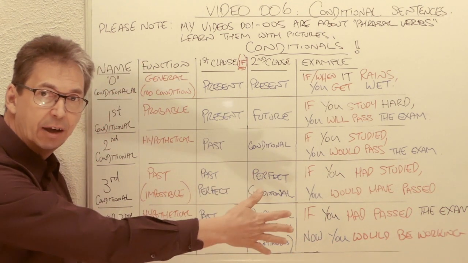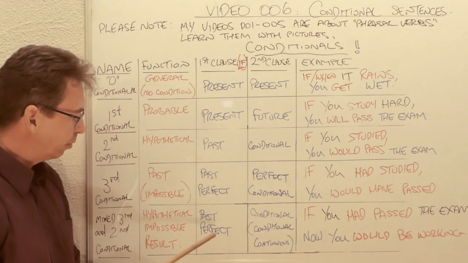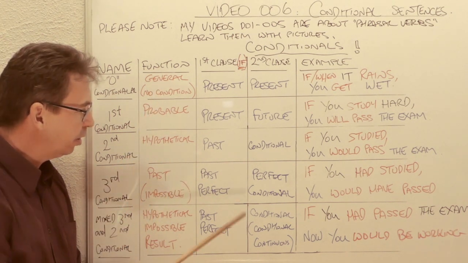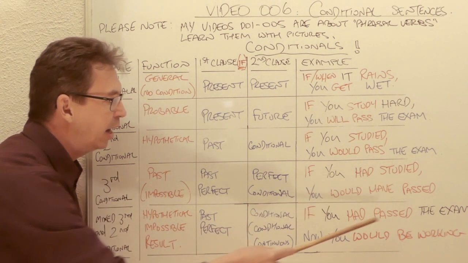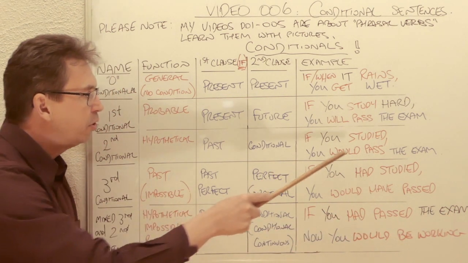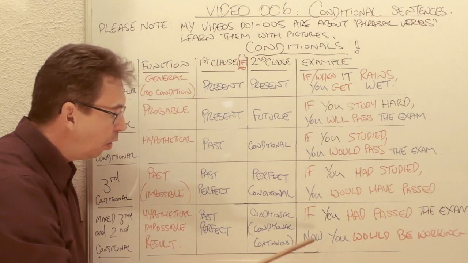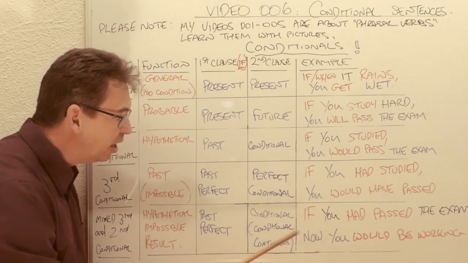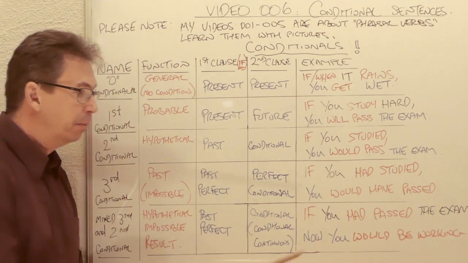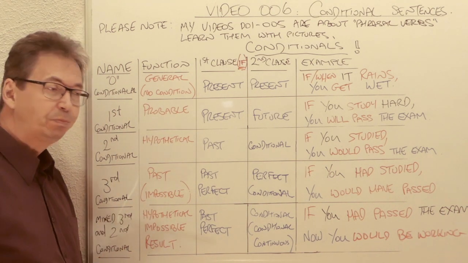Okay, I haven't written that down, but again, if you had passed the exam, which is the third conditional, isn't it? If you had studied, if you had passed the exam, now we go to the second. You would be working here, or you would work here, or what I call the conditional continuous. You would be working here. Okay, maybe this is a little bit complicated for you. Maybe you've just got to concentrate on these ones.